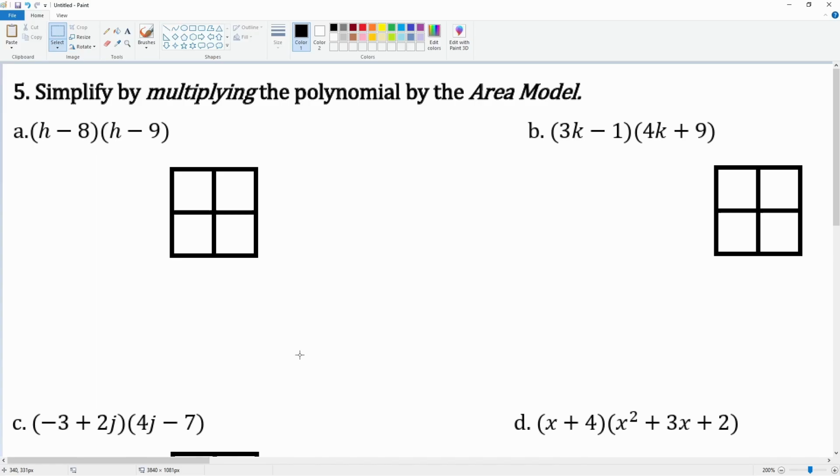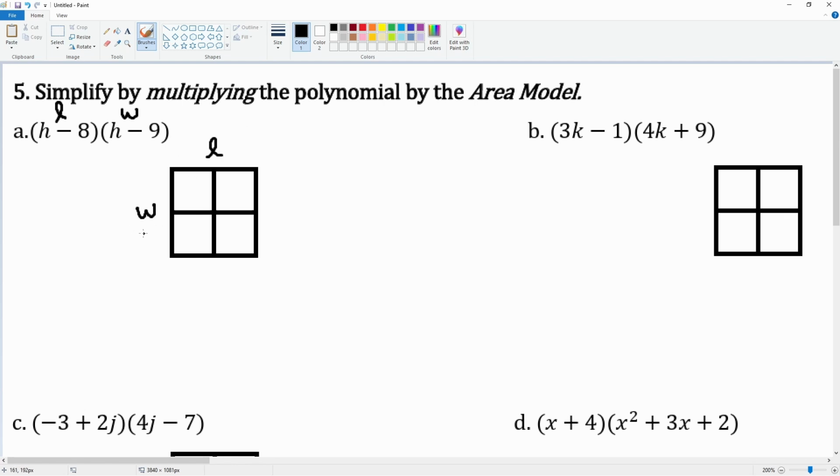All right, number 5, you're going to simplify this polynomial by using the area formula, because what multiplying means can be seen as multiplying the length times the width. Just imagine this as the length and the width of a shape. Okay, so let's label the length. This is the length and this is the width of a shape.